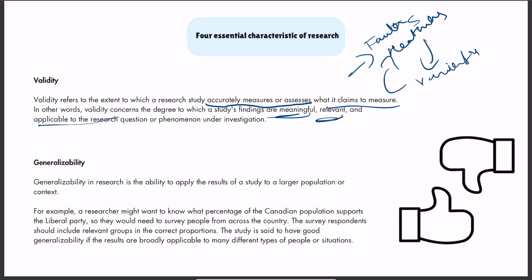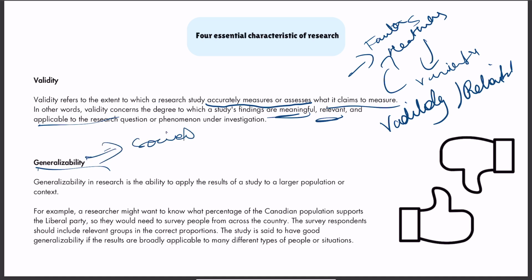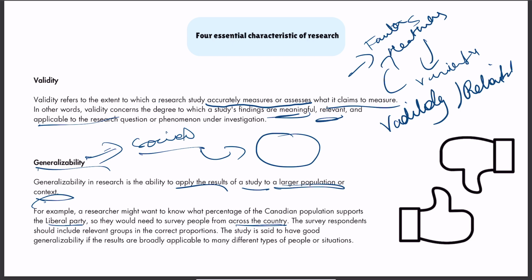Now, I want you to answer this question, which is a very famous question among all researchers. What is more important? Is validity more important or reliability more important? Next, you have generalizability. Maybe not so applicable in social science research, but still should be applicable in the cohort that you are studying. Generalizability in research is the ability to apply the result of a study to a larger population or context. So, this is about it with the first topic of research.